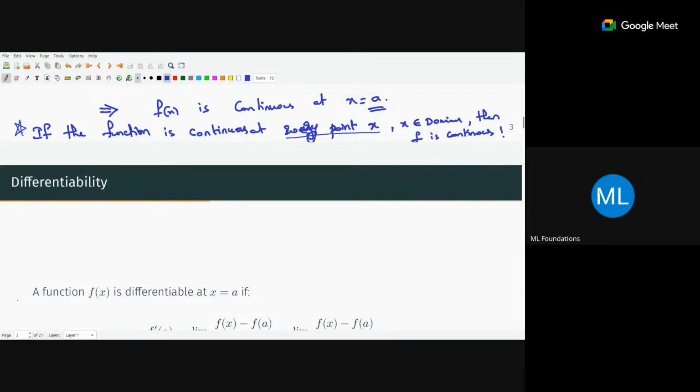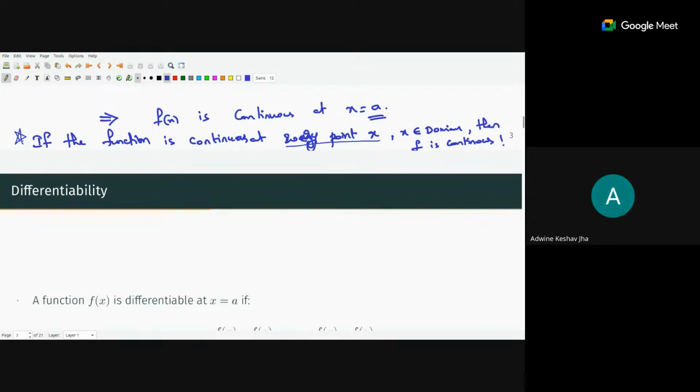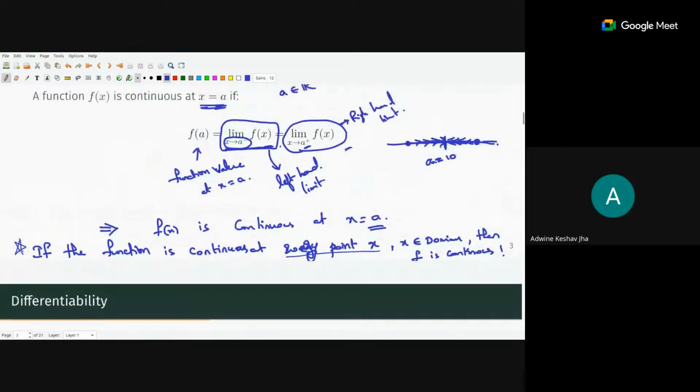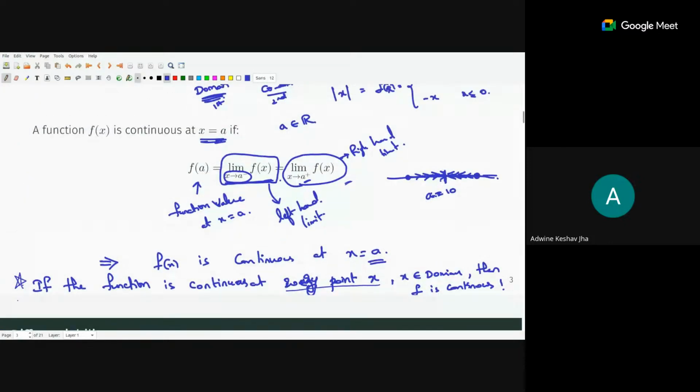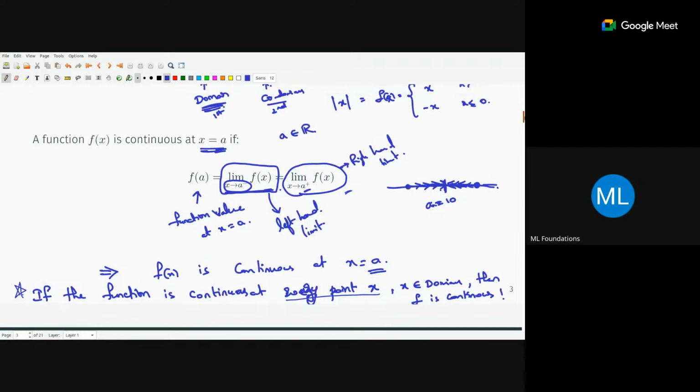Sir, for continuity we are checking at any one point. Then how can we make a statement that the function is continuous at every point? See, here you are checking for a. Just put a variable like x itself. Let me take an example and check.